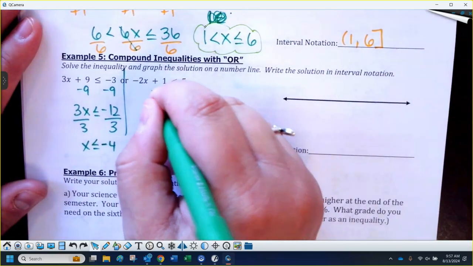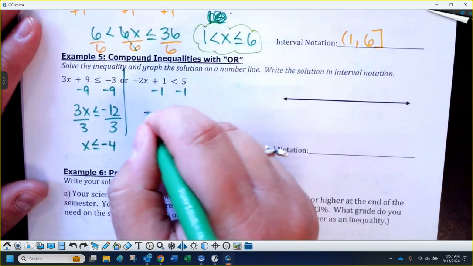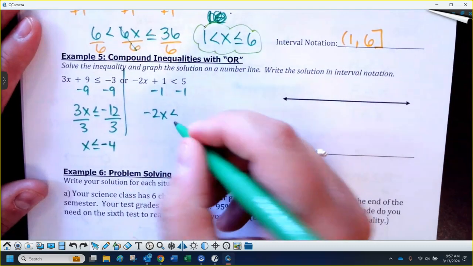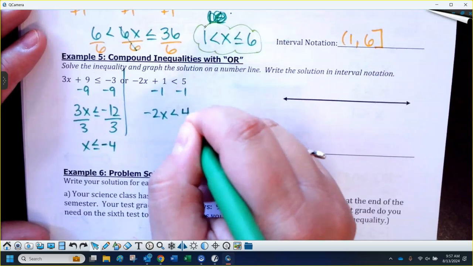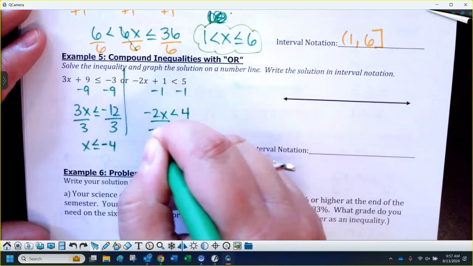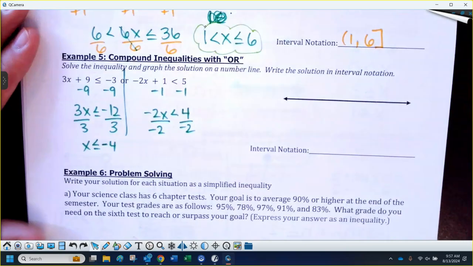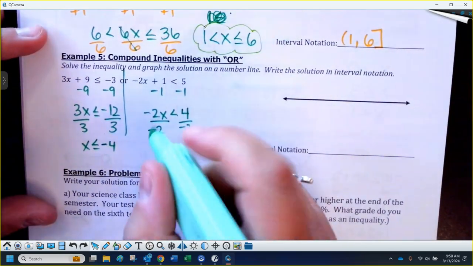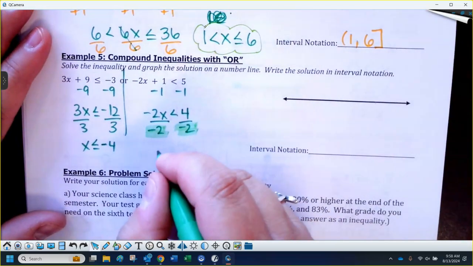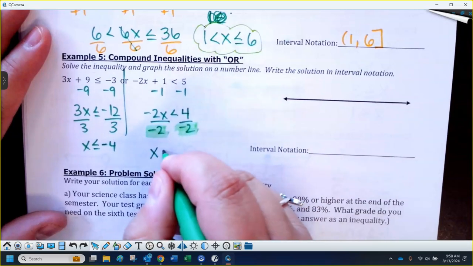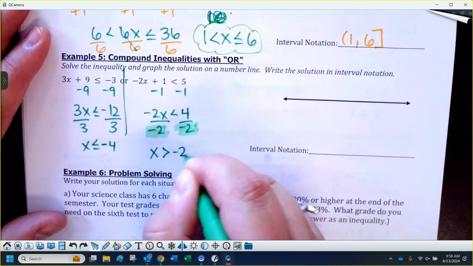And then a totally separate problem. Just solve this little inequality. I'm going to subtract 1. Just subtracting, so we're not flipping a sign over or anything like that. So 5 minus 1 is 4. Now this one, I am dividing by negative 2. So if I divide by a negative number or multiply by a negative number, we have to remember to take that inequality symbol and flip it to go the other direction. So this is going to be x is now greater than negative 2.